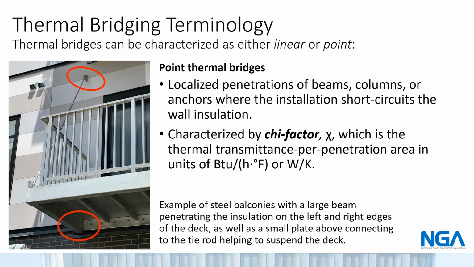In this example, using the big beam penetrating the insulation on the left and right edges of the deck allowed them to space the balcony a little out from the wall to allow the wall insulation to continue behind the center part of the deck, versus just mounting a steel beam across the whole width of the deck where it meets the wall, turning a potentially very large thermal bridge into a much smaller one.